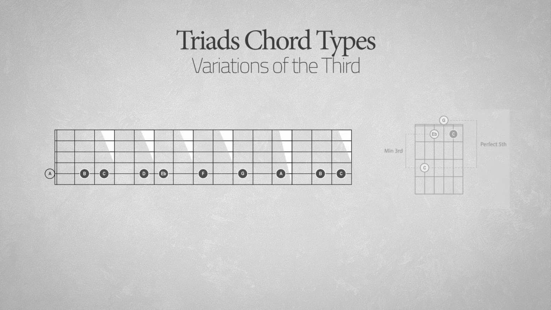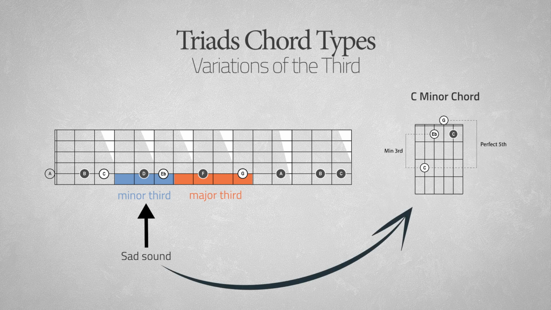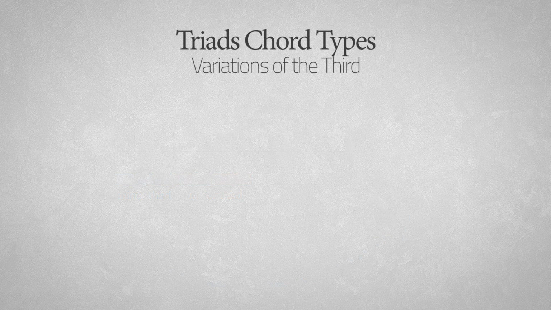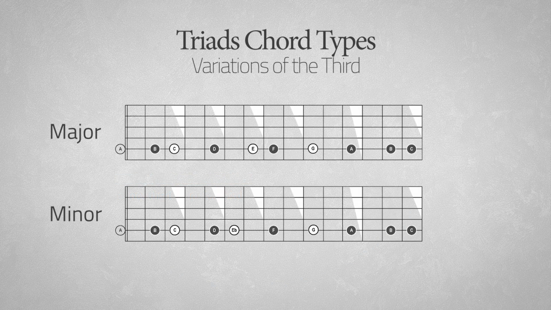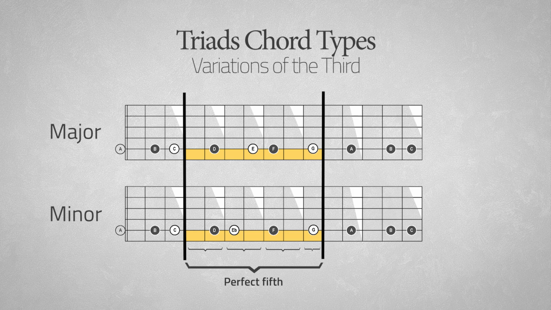Now let's do this the other way around and stack a minor third and a major third on top of each other, creating only a 1½ step interval between the root and the third. It's now a minor third. This evokes a sad sounding chord. We call this a minor chord, like C minor, D minor, E minor, and so on. In both major and minor triads, the distance between the root and the fifth is exactly a 3½ step interval. Well, this is called a perfect fifth.